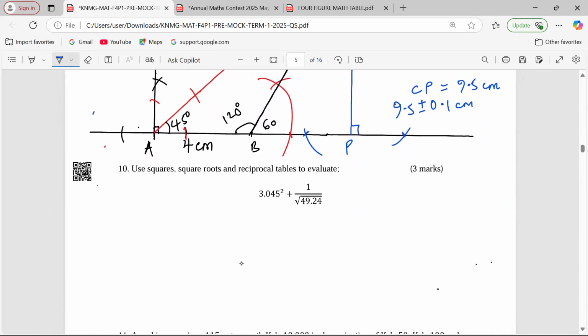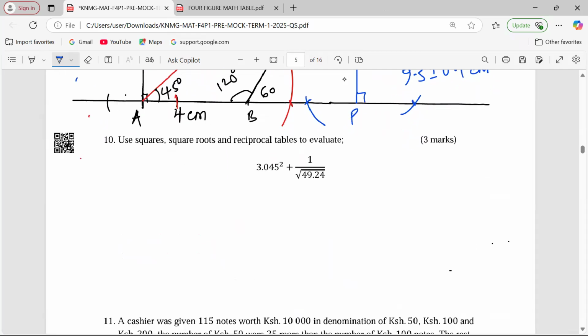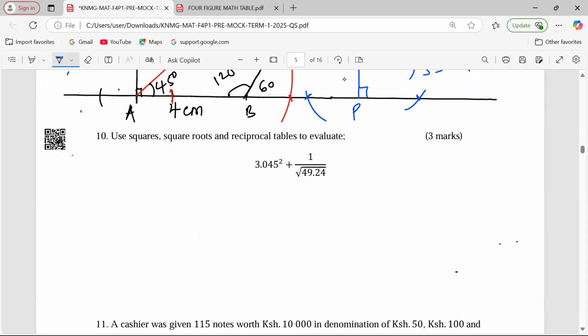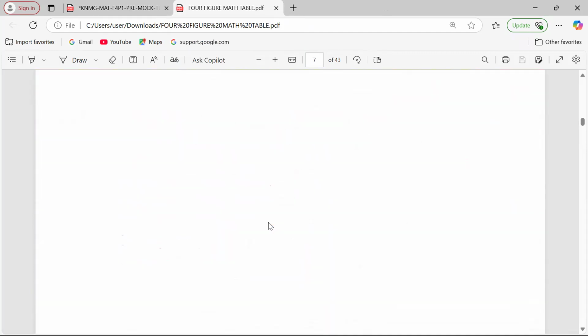There is a number 10 here, which is on mathematical tables now. Use squares, square roots, and reciprocal tables to evaluate 3.045 squared. So the first thing that we're using is the square tables. So we're going to square 3.045 using square tables.